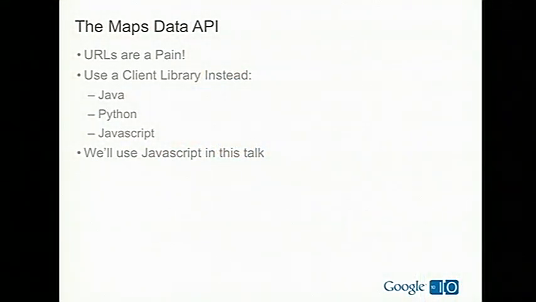Now, if you looked at all that, you're like, I've got to send these URLs and manipulate this stuff and read this stuff back. No, I didn't like doing that either. So, I mean, URLs are a pain. So what we've done in the Maps Data API is we've provided client libraries. When we initially launched, we only had Java and Python. We launched Java in June. And in December, we launched the JavaScript client library.